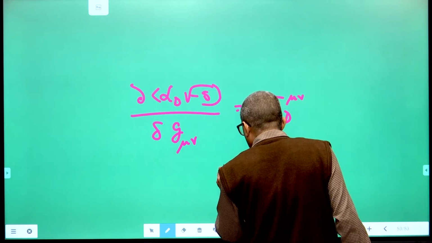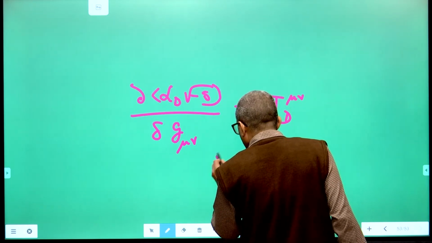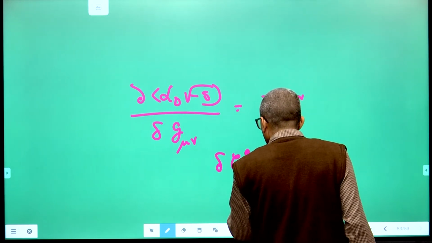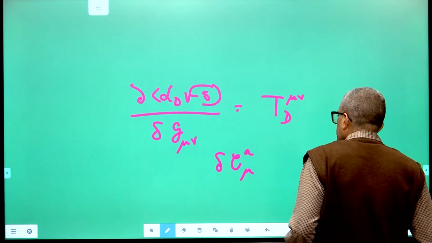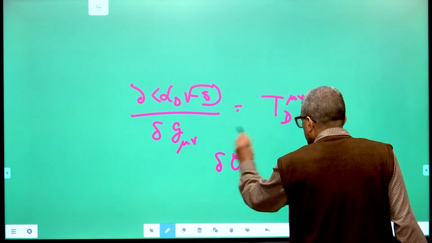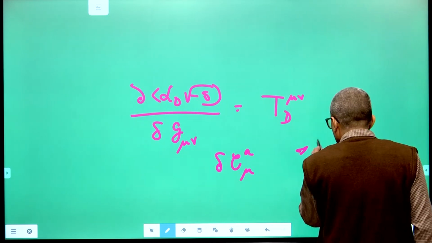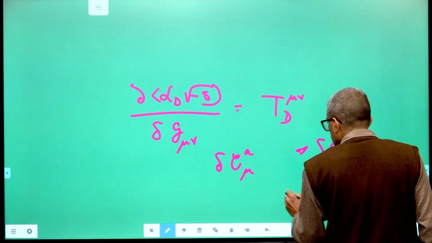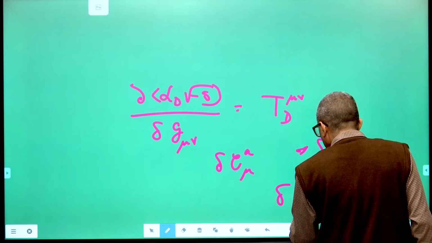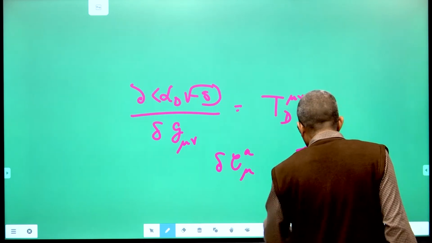What you must do is you must calculate delta E A mu, because these appear in the spinor connection of the gravitational field as well as in Dirac's equation. You must express delta E A mu in terms of delta G mu nu. Of course, you must also calculate delta E mu A. Once you know this, you can get this.